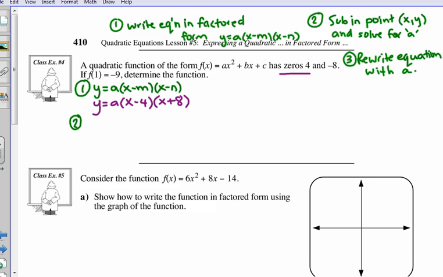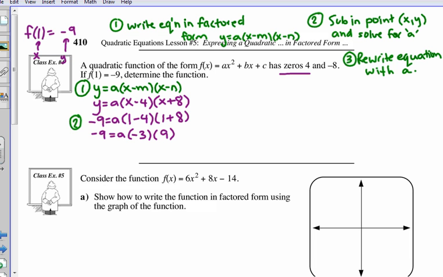Well, the second step is to plug in our point. When something is written as f of 1 equals negative 9, it's saying that your x is 1 and your y is negative 9. So let's plug in y is negative 9 and x as 1. Now we have negative 9 is equal to a times (1 - 4)(1 + 8). So we can simplify inside our brackets. 1 minus 4 is negative 3. 1 plus 8 is 9. And so we have negative 9 is equal to negative 3 times 9, which is negative 27, so -27a.